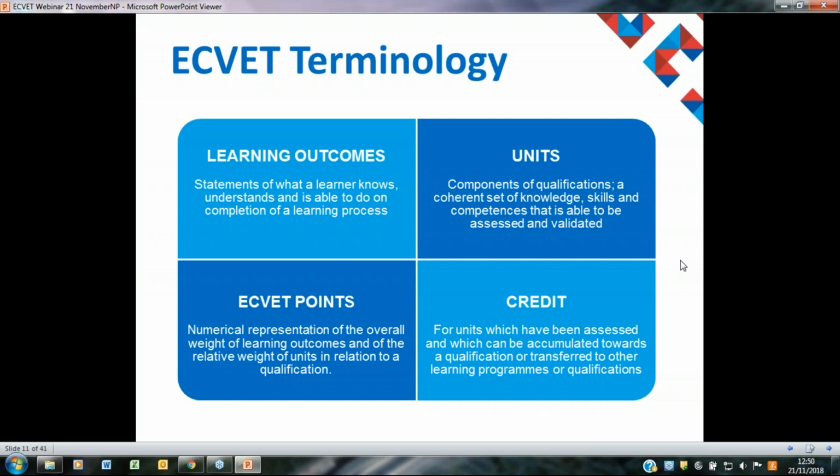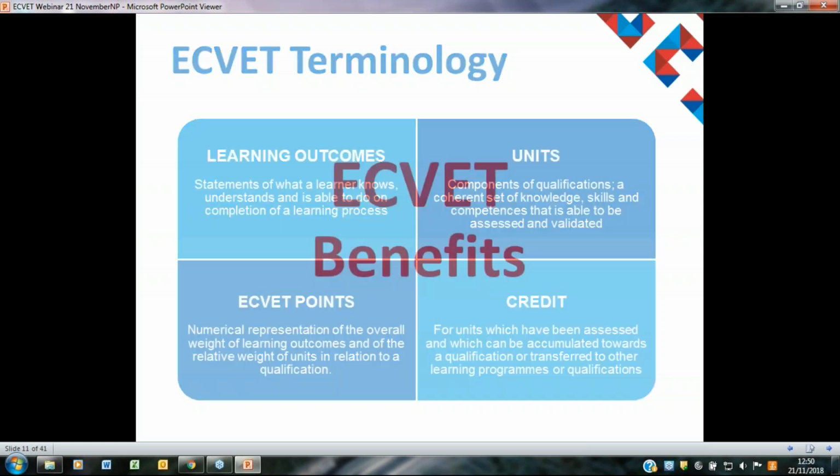And then finally, in terms of ECVET terminology, credit is not based on guided learning hours, but credit just suggests that learning outcomes which have been assessed can then be accumulated and recognized when you get back to your home institution. So any learning is credited.